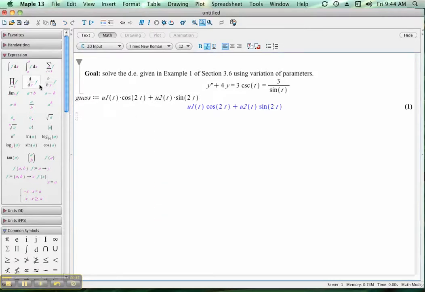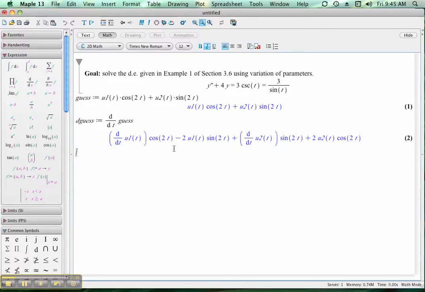Now, I need to start taking derivatives. So we'll define dguess. You've seen this in videos before. There's our derivative. All right, note something. We've got a lot of terms because we've used the product rule twice, and we have derivatives of u1 and u2. This is going to get nasty if we differentiate again.